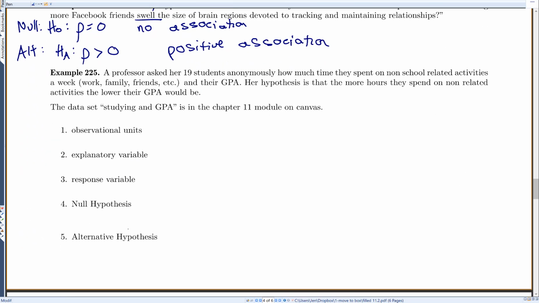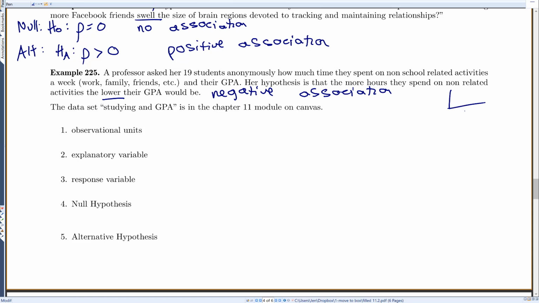So let's do another example all the way through, now that we have more of the theory down. A professor asked her 19 students anonymously how much time they spent on non-school related activities a week, like work, family, friends, etc., and their GPA. Her hypothesis is that the more hours they spend on non-related activities, the lower their GPA would be. So she thinks that there's a negative association. More time on non-school related activities means a lower GPA.